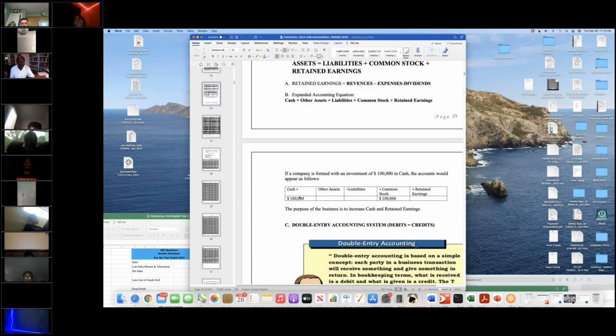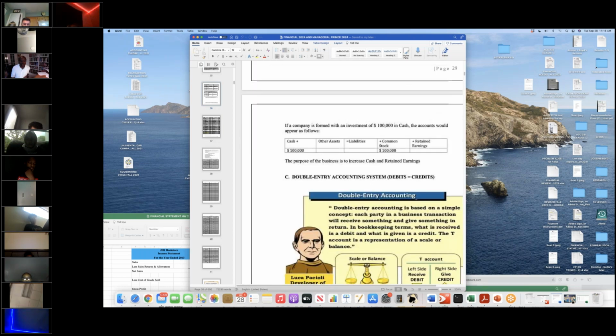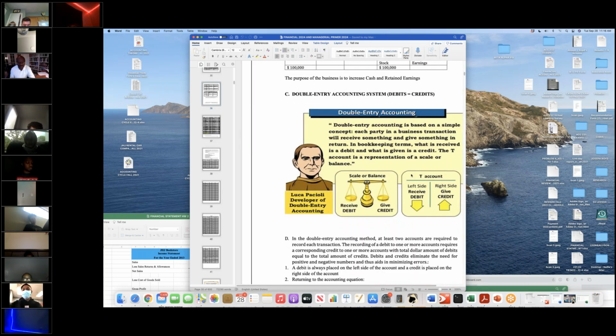And as we said, the purpose of a business is if you start that business and you invest $100,000 in cash, we want to increase the cash through earnings. So cash needs to go up, retained earnings go up. And we talked about the fact in making journal entries that a debit involves receiving something of value, a credit involves giving up something of value.